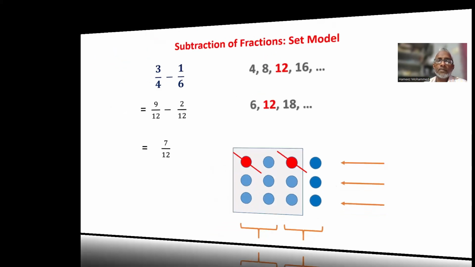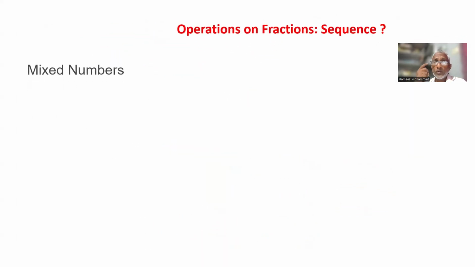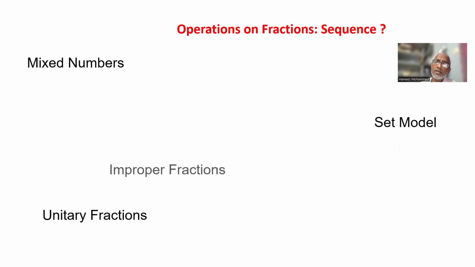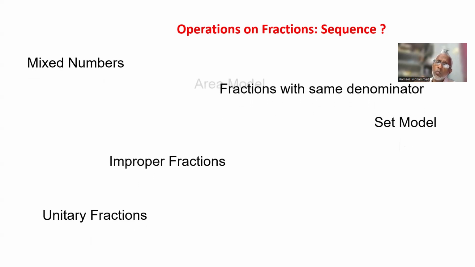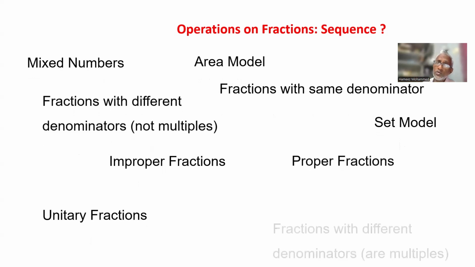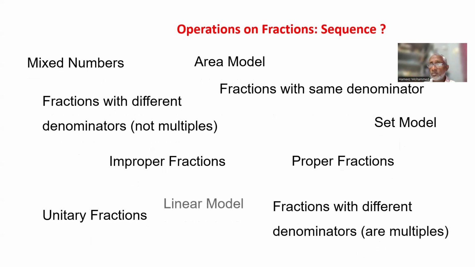So one of the things when you're thinking about sequencing this, right? Remember that you think of the idea of Gagne and the idea of learning hierarchy. What are we going to put in order, right? How do we build this topic out? Which models do we use, right? So the idea whether it's mixed number, area model, fractions with different denominators, fractions with same denominators, fractions with different denominators which are multiples of each other. Improper fractions, proper fractions, linear model, set model, unitary fractions. And these are some of the ideas that we have to think about in order for you to follow through in terms of how we sequence what we're teaching in this.